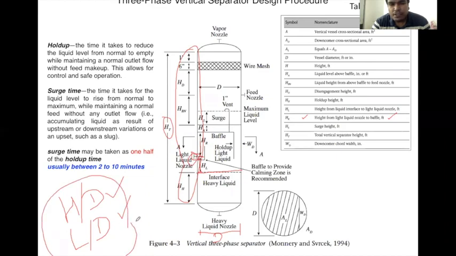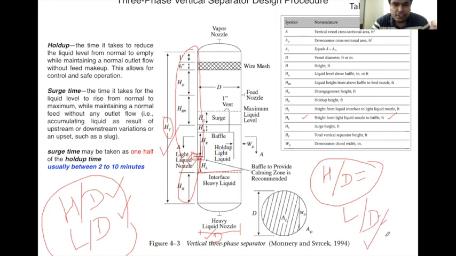So always, suppose you have found some value of H and some value of D, but that should match the defined H by D ratio given by the separator design companies. So the H by D ratio is very important in the case of a vertical separator, and L by D is important for a horizontal separator, right? So these are the two important parameters. Now let's go to the design part. Okay.